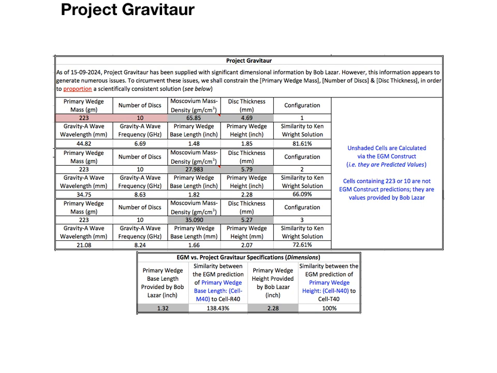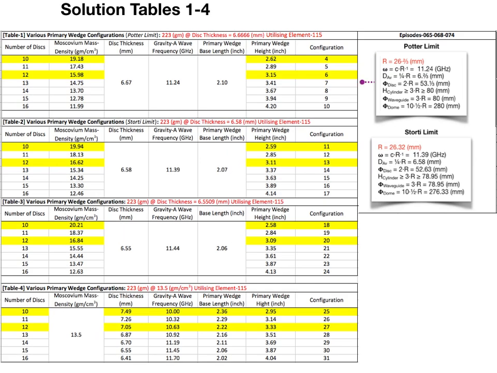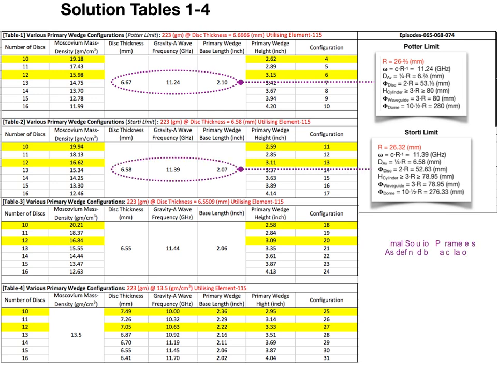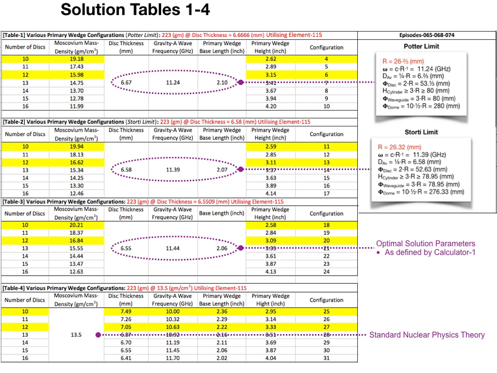Okay, let's now look at various tables of solutions we have compiled utilising Calculator 1 and 2. We shall commence by looking at tables 1 to 4. The structure of the tables should be clearly evident by reading the column labels. Tables 1 and 2 relate to the Potter and Storti limits respectively, whilst tables 3 and 4 relate to the optimal solution as defined by Calculator 1 and standard nuclear physics theory respectively.